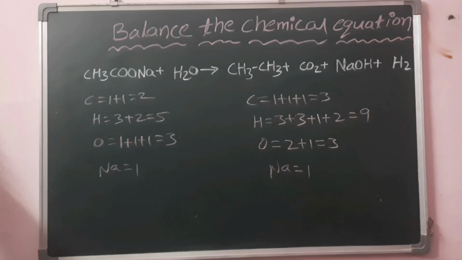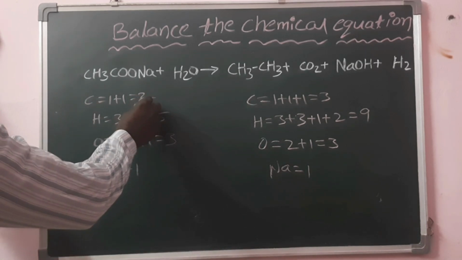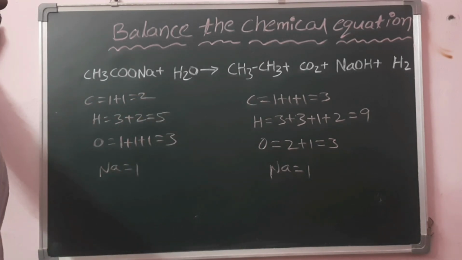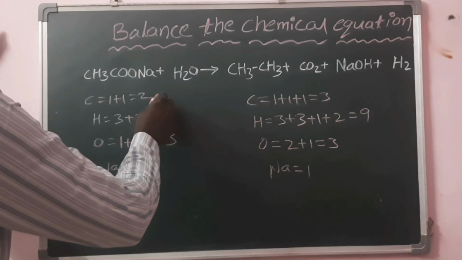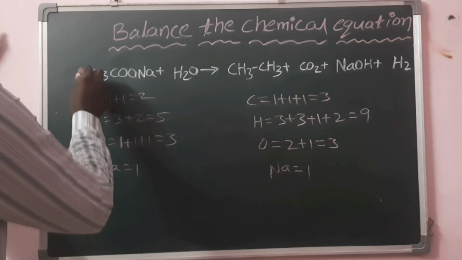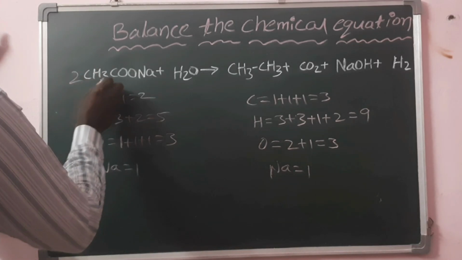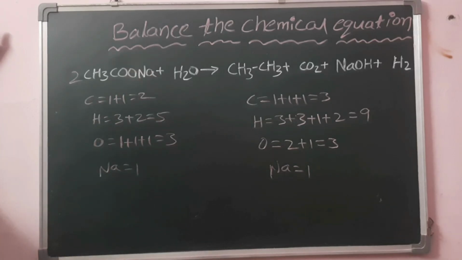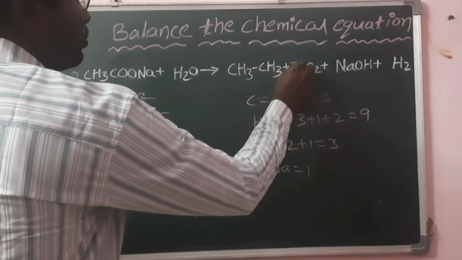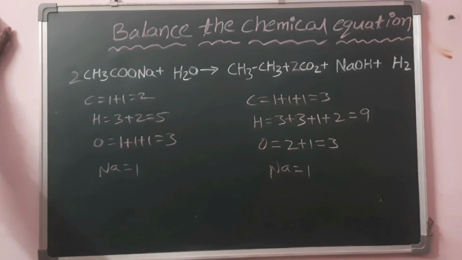To balance this equation, we need to make use of coefficients. A coefficient is a number that we place in front of a chemical formula. So in this equation, we need to balance the carbon atoms first. To do this, we need to put a coefficient of 2 in front of CH3COONa, and a coefficient of 2 in front of CO2. Now the atoms are changed.